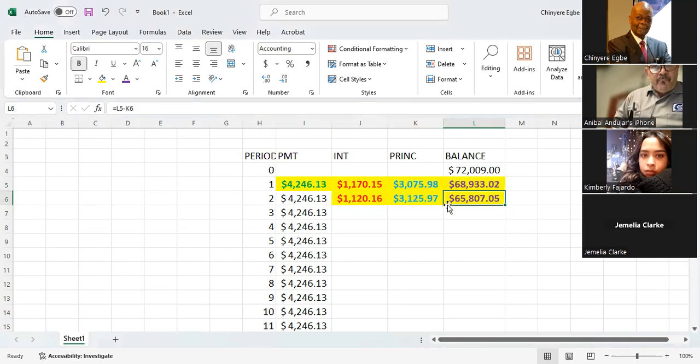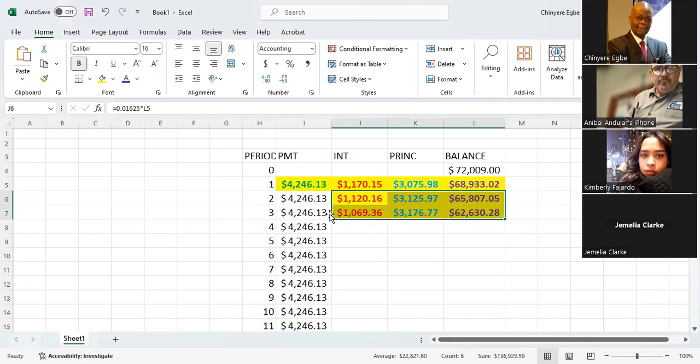You can see in period 2, you pay the same amount of money. The bank takes a lesser amount for interest, and the bigger amount goes to paying off your loan. And so your balance is reduced. You do this every quarter, and you go down.